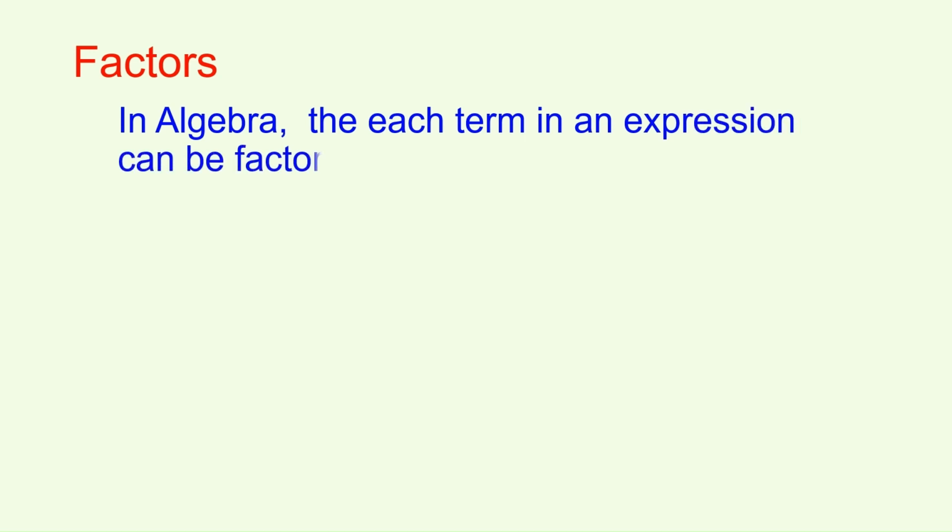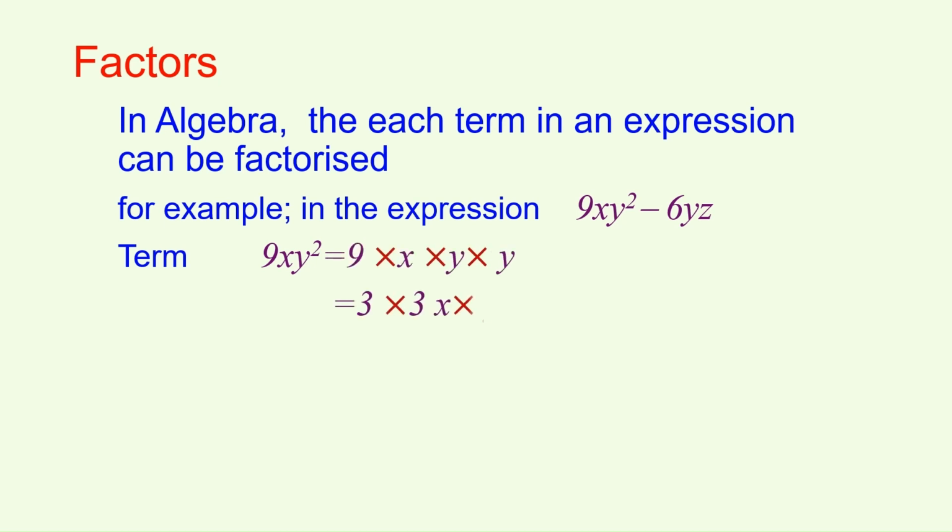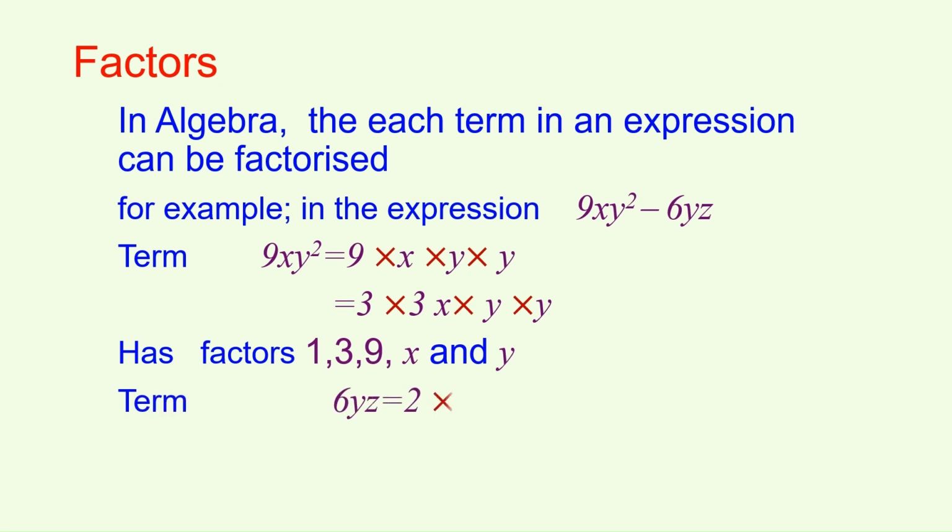In algebra, each term in an expression can be factorized. For example, in the expression 9xy squared minus 6yz, the term 9xy squared equals 9 times x times y times y, which is 3 times 3 times x times y times y, and has factors 1, 3, 9, x and y. The term 6yz equals 2 times 3 times y times z and has factors 2, 3, y, z.